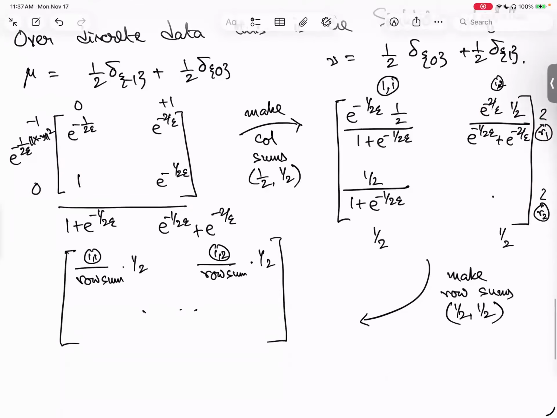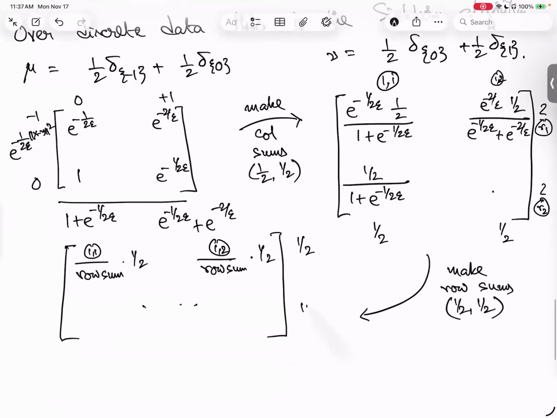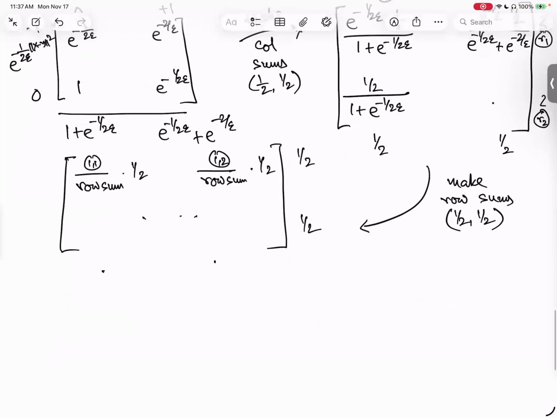And now the row sum is 1/2, 1/2. But now the column sums have changed. And so I will change it to, again, make column sums 1/2, 1/2. And then I go on repeating this.